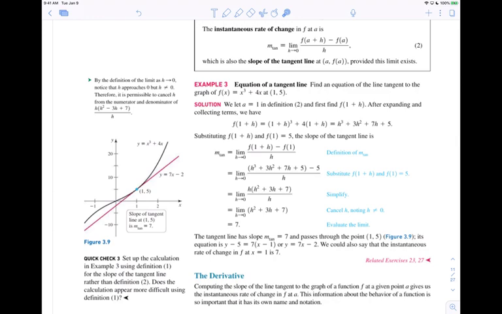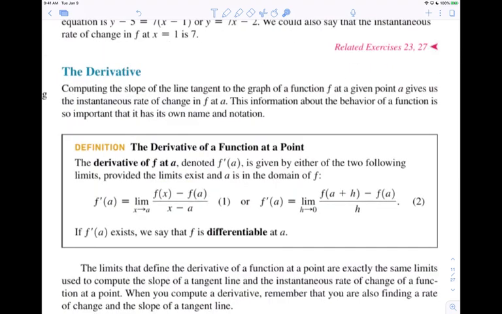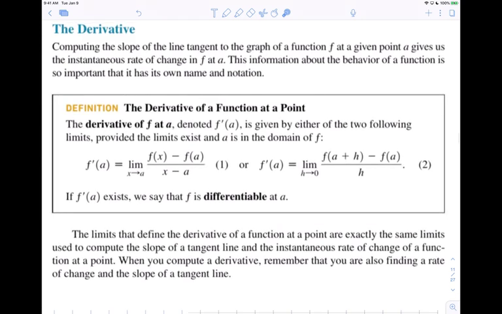So let's look at this. The derivative of f, denoted by f prime of a, is given by either of the two following limits, provided the limits exist and a is in the domain of f. We can say that f prime is the limit as x approaches a of y2 minus y1 over x2 minus x1, or we can say it's the limit as h tends to 0 of f of a plus h minus f of a over h. This is what I just did. I used this one, but you can use either one. If f prime of a exists, we say that f is differentiable at a.